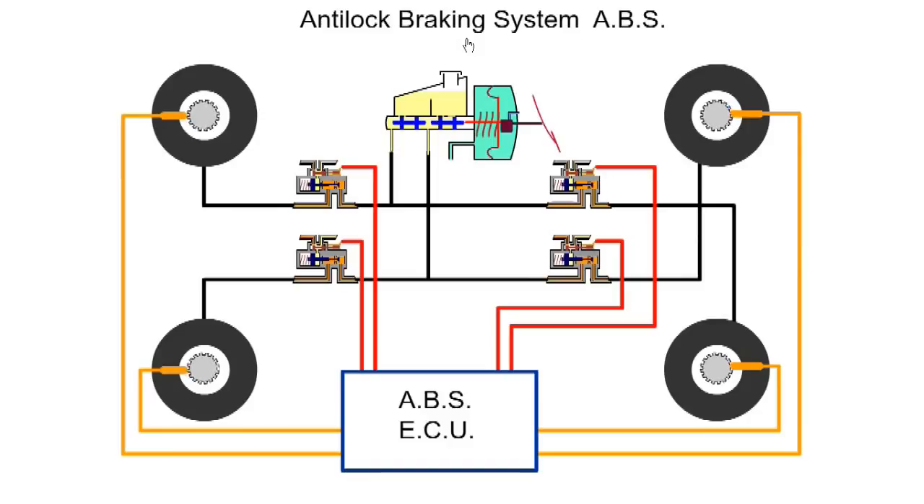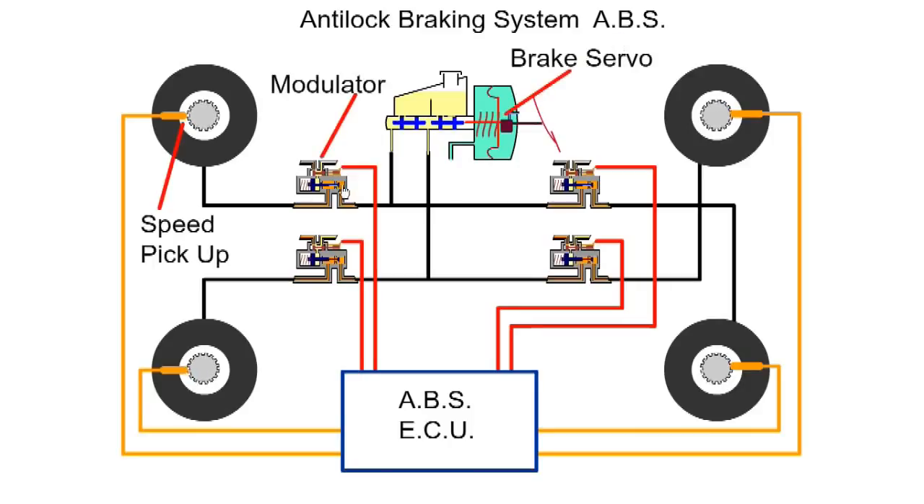A car has the optimum grip when the tyre is on the verge of sliding on the road surface. When the tyre is sliding, the grip is reduced dramatically. To prevent the wheel from sliding, an anti-lock braking system is used. Here we have a 4-channel, 4-sensor ABS system where each wheel is controlled individually.